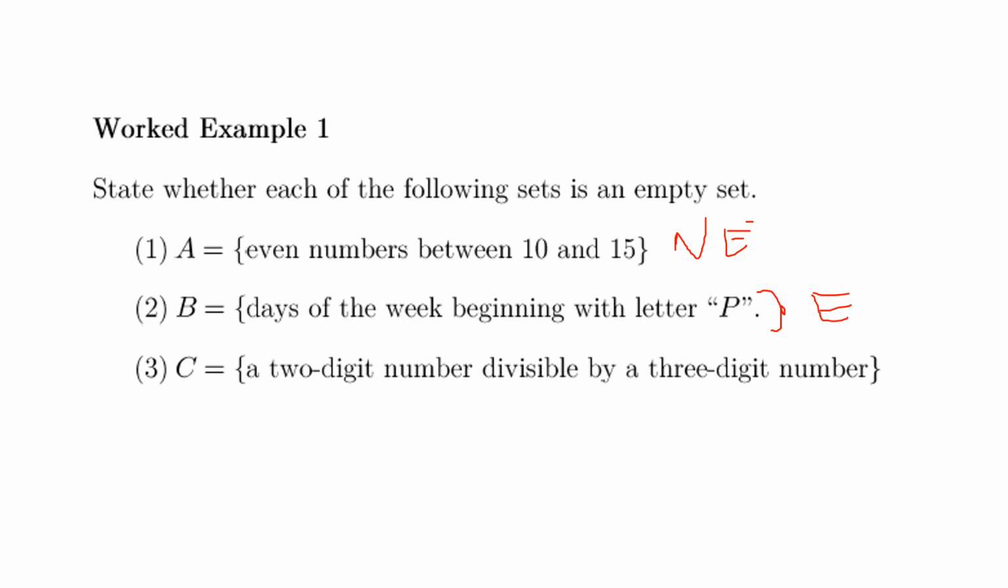So here, can we find a 2-digit number such that when we divide it by a 3-digit number, the result is still a whole number? No, because when we divide a 2-digit number by a 3-digit number, most likely the quotient will be less than 1. That gives us 0 point something, which is not a whole number. So this is an empty set.